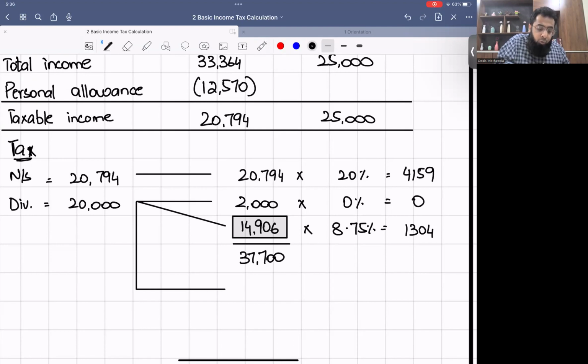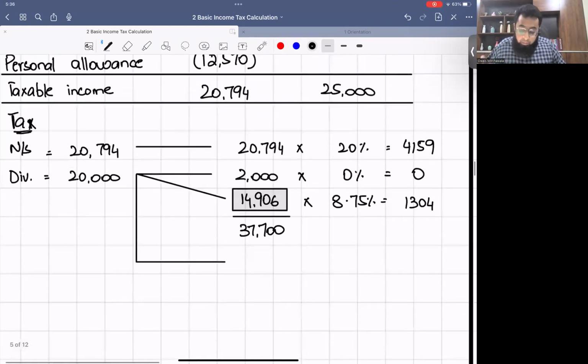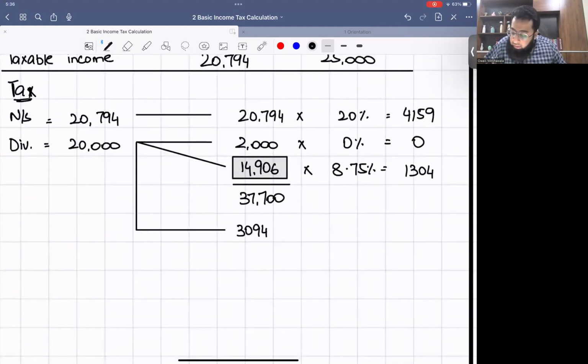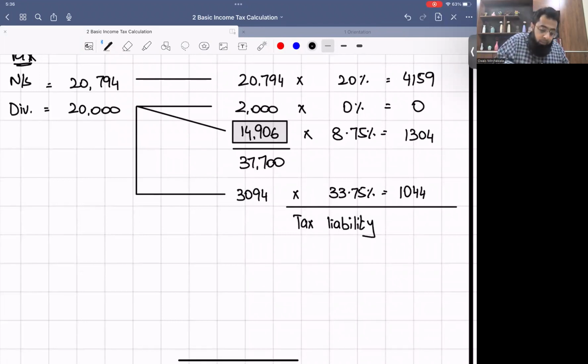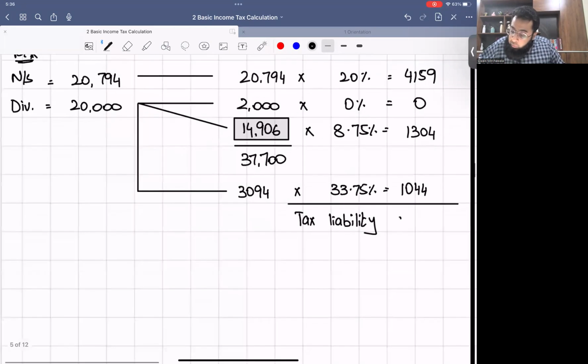How much is the remaining amount? 25,000 minus 2,000 at 0% and 14,906 at 8.75%, so the remaining is 8,094, at 33.75%. I will repeat the things, so don't worry about it. So this is 1,044. I will add up all of them to arrive at the value of tax liability: 4,159, 1,304, and 1,044. So it's 6,507. We'll adjust the tax credit from it.